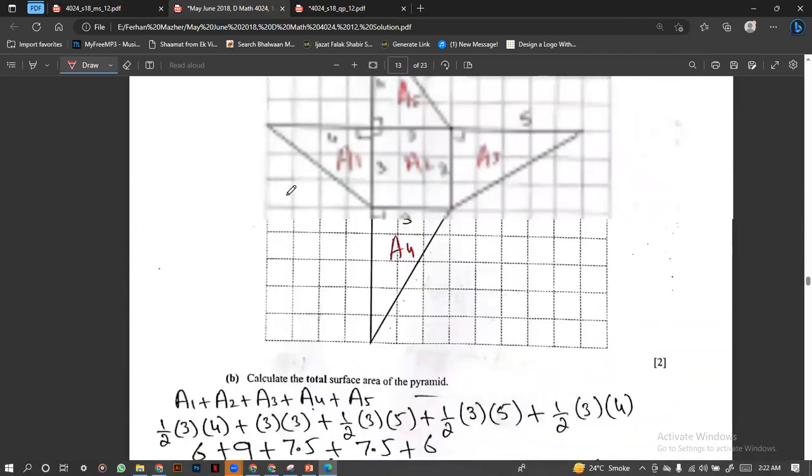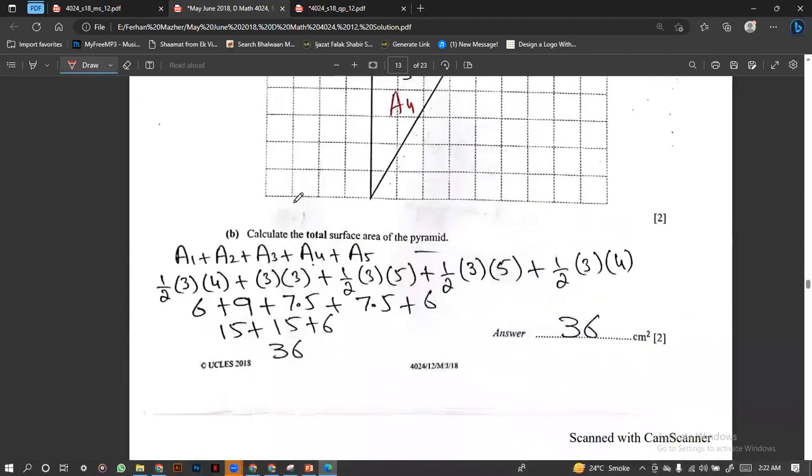So here we have A1 will be 1 by 2 into 3 into 4 plus 3 into 3 plus 1 by 2 into 3 into 5 plus 1 by 2 into 3 into 5 plus 1 by 2 into 3 into 4. So that will be 6 plus 9 plus 7.5 plus 7.5 plus 6, and that is 15 plus 15 plus 6, and that is 36. So the area is 36.